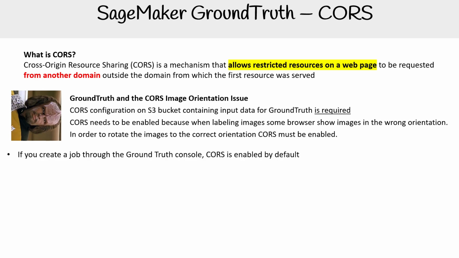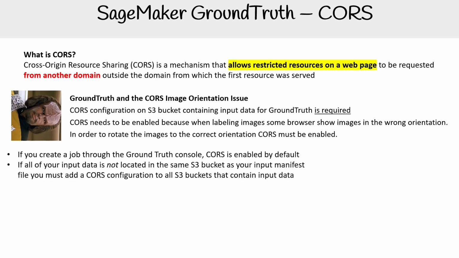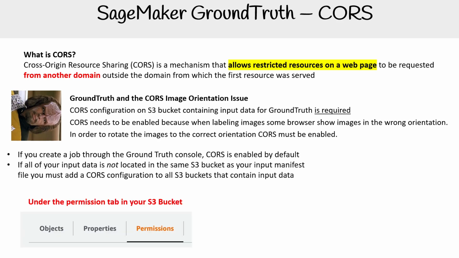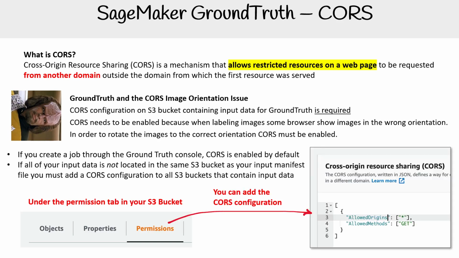If you create a job through the Ground Truth console, CORS is enabled by default. If all of your input data is not located in the same S3 bucket as your input manifest file, you must add a CORS configuration to the S3 bucket that contains the input data. Under the Permissions tab in your S3 bucket, you can configure CORS. CORS is kind of a pain, but it's not too hard to set it up for Ground Truth.